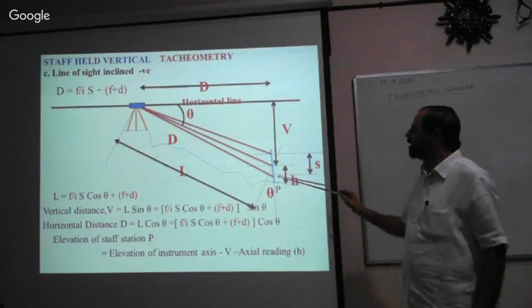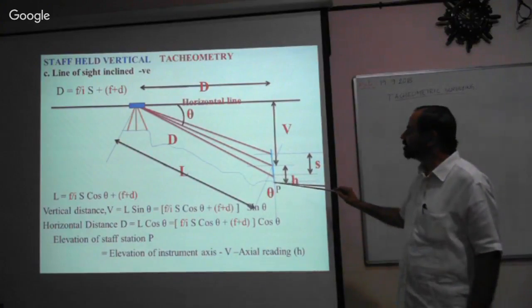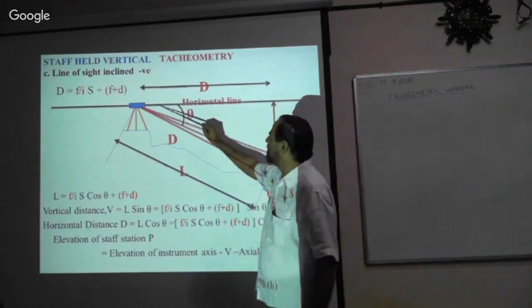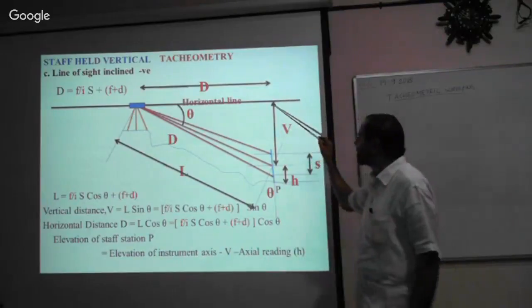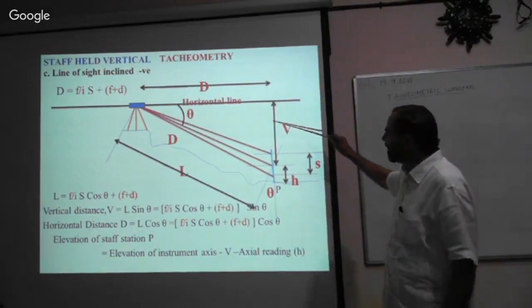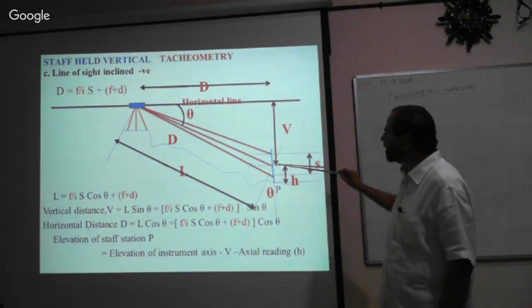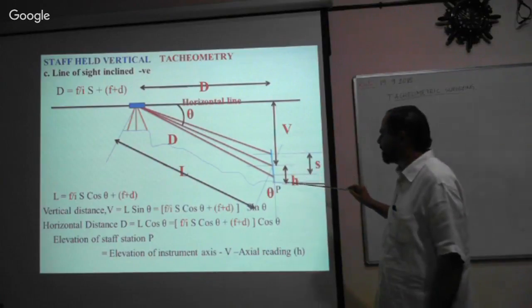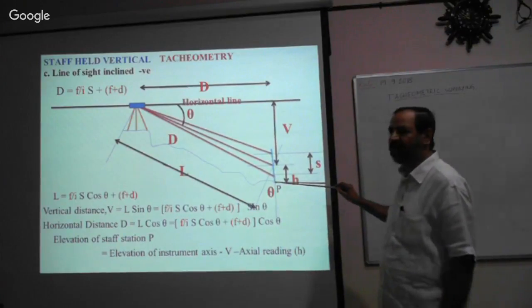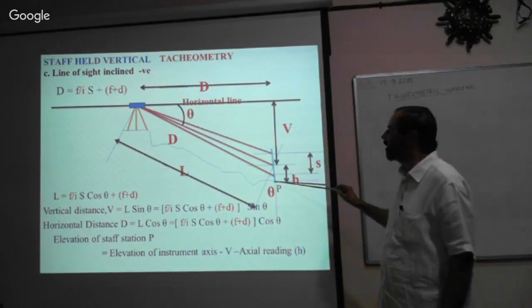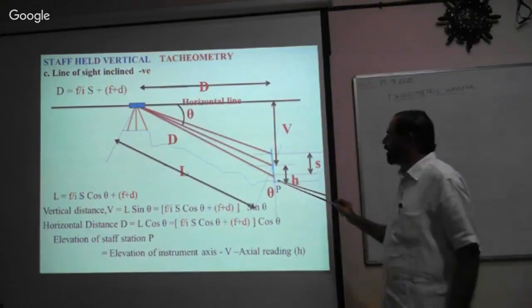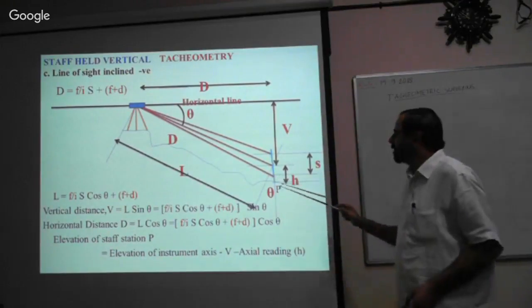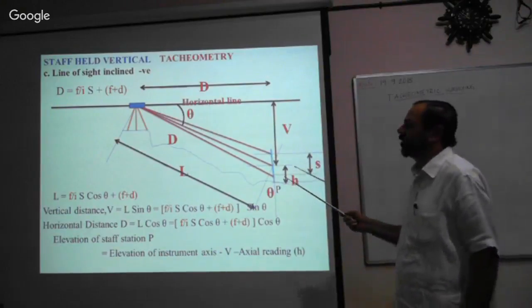Now let us calculate the elevation of the location. To find the elevation of P, the instrument axis HI is already predetermined. HI minus V, and minus H, the central staff reading, will give us the elevation of the location P.